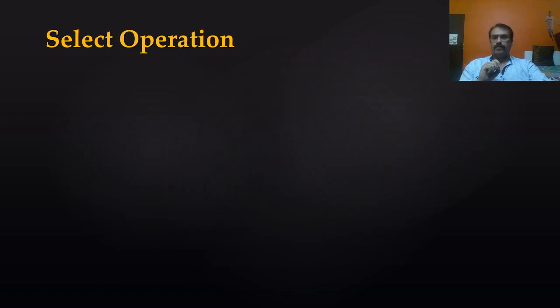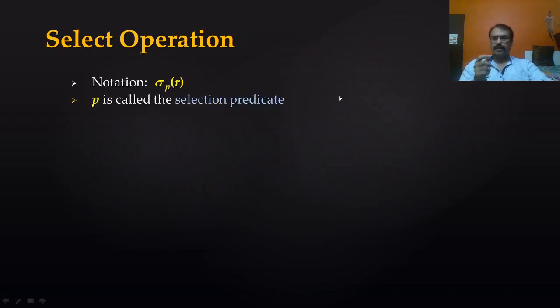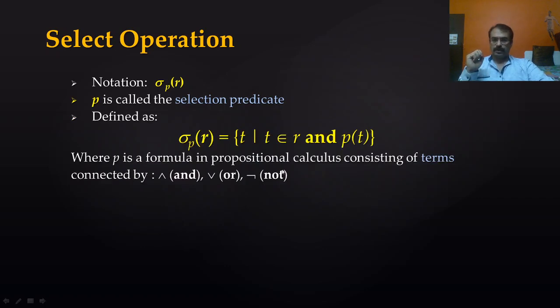So the formal definition says, the notation is just what I have said, where P is called the selection predicate. The predicate means conditions based on which we are going to select the rows. The formal definition is something like this, which is saying that t are those tuples which belong to R and also which belong to the set where P, that is the condition, is satisfied. That is how we are going to read it.